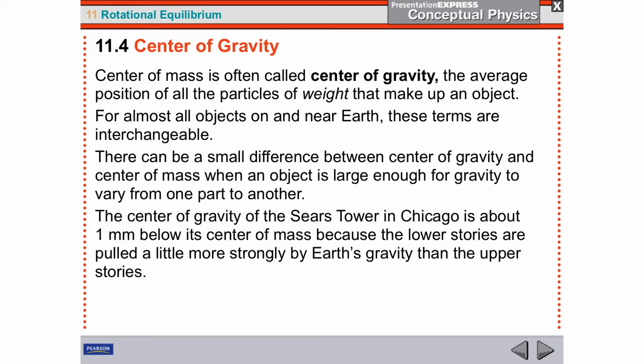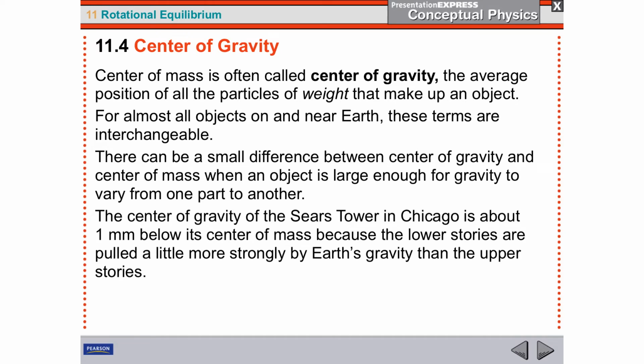So this slide gives you an example. The center of gravity in the Sears Tower, the tallest building in Chicago, is about a millimeter below the center of mass because the lower stories are pulled a little more strongly by the Earth's gravity than the upper stories. So where is the pull of gravity that's pulling on, in this case, the Earth? Well, it's slightly lower than the average of the mass because of its nearness. Remember that gravity has to do with how close something is.